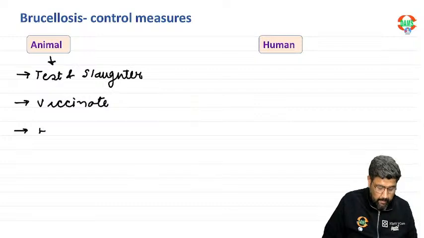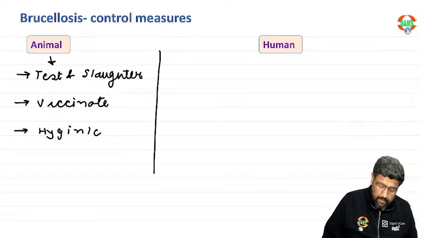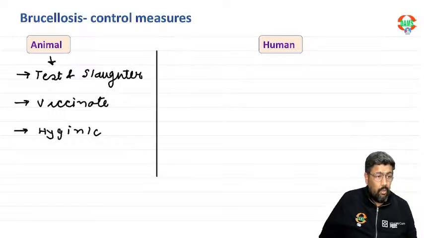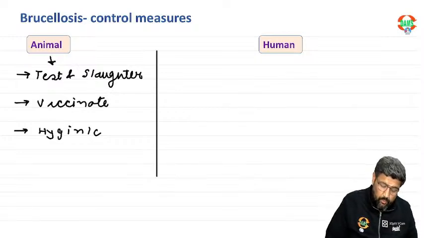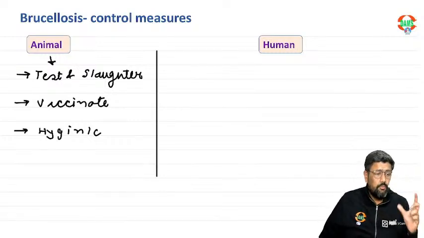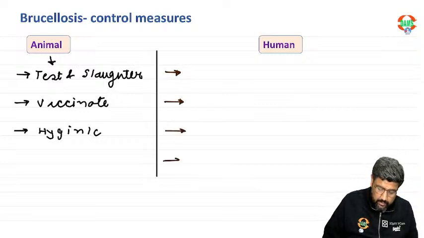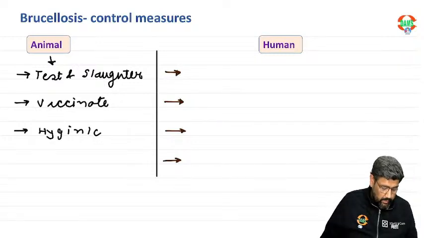And keeping hygienic measures, right? Where you are keeping animals, if you keep it hygienic, we can control it. Now coming to control measures in humans, guys, any guess? Can you write in the chat box how you are going to control brucellosis? Any guess? So there are basically 4 points for controlling brucellosis.